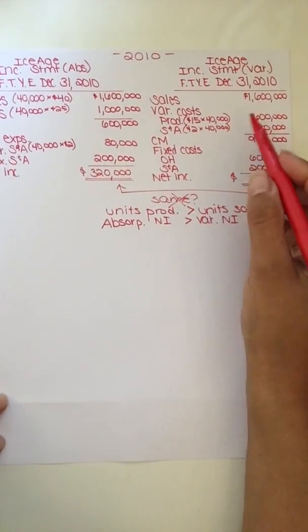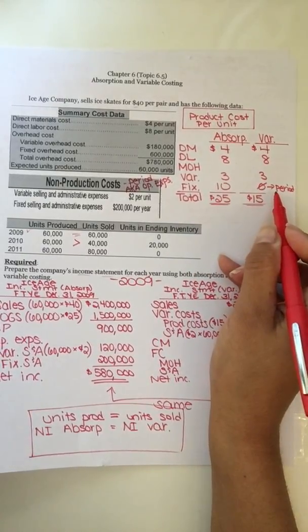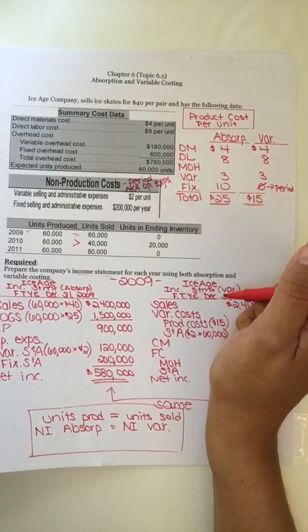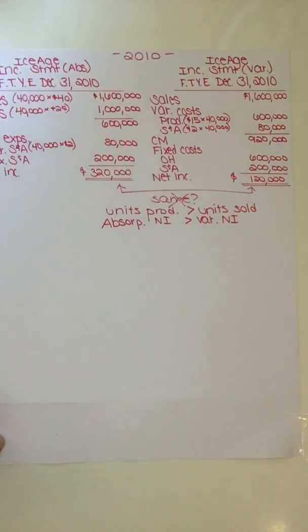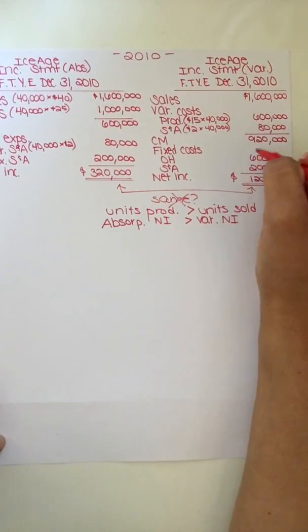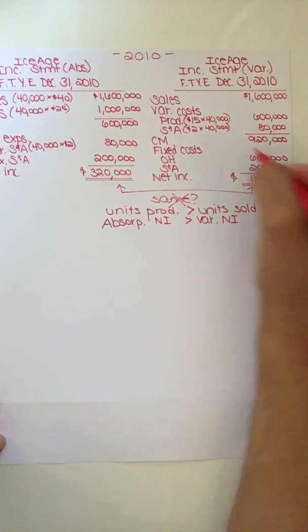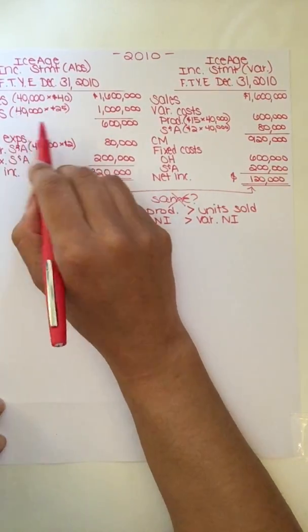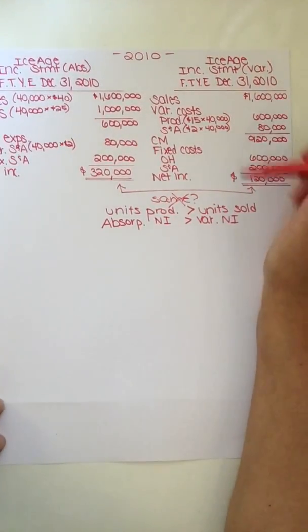But under the variable approach, we treat this fixed cost as a period cost. Period means it goes to the period's income statement, regardless of whether it's sold or not. So that fixed overhead is coming through. All the fixed overhead is there. But with absorption, only part of it's there, only for 40,000 units. The rest is sitting on the balance sheet. Variable, all the costs came through. So higher costs, lower net income.